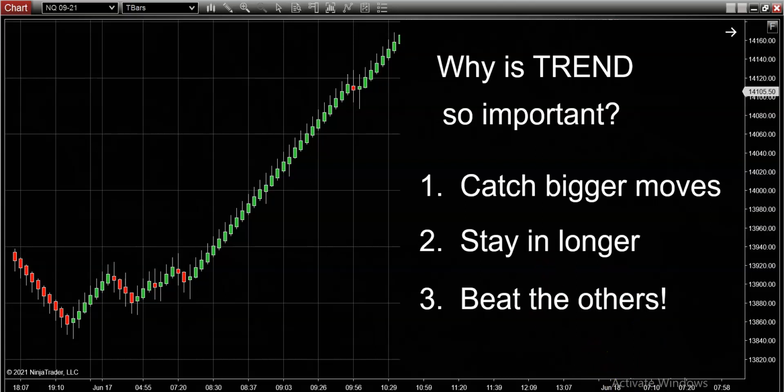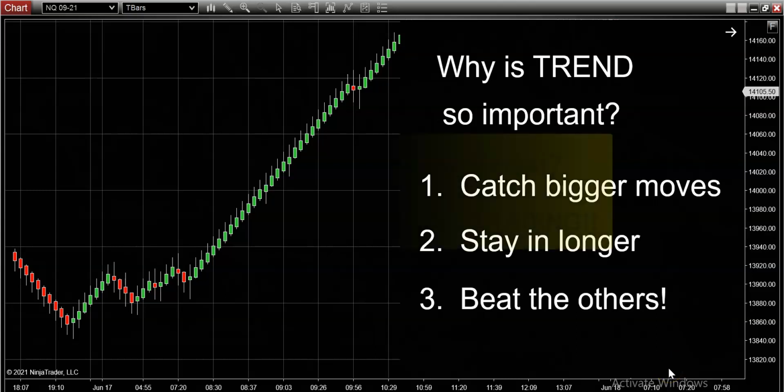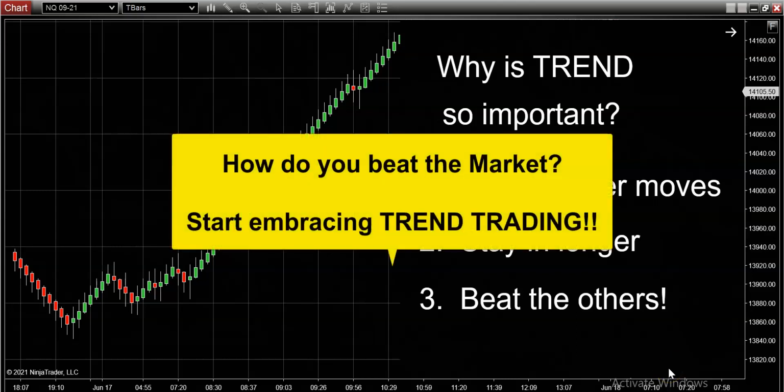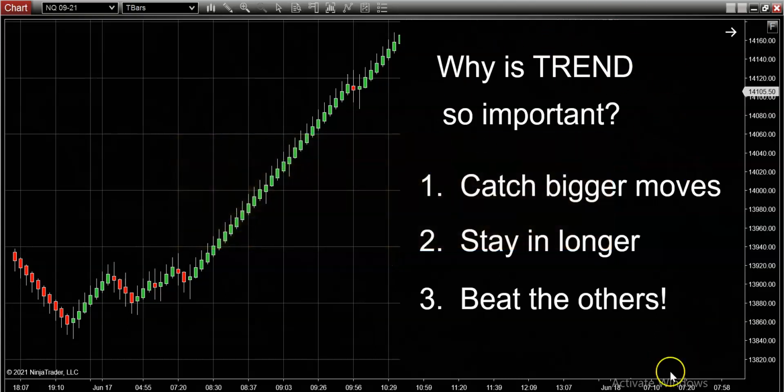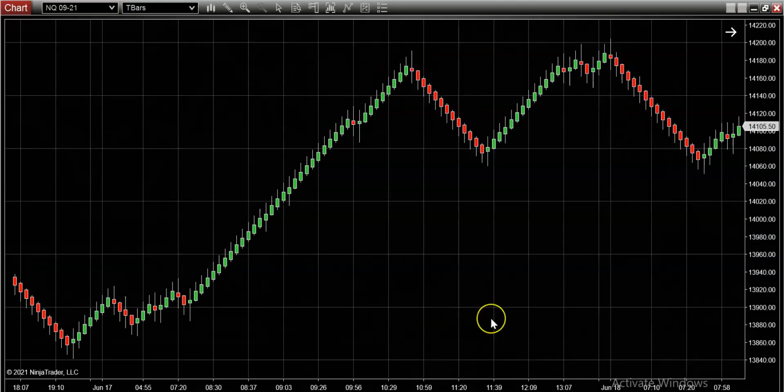Okay, only 5% of traders win and 95% of traders lose. That's just the reality. Those are just facts. You can have an opinion one way or the other, but guys, those are the facts. So how do you join that 5% of winning, successful, profitable traders? Guys, you have to embrace a trend trading style. Make sense?